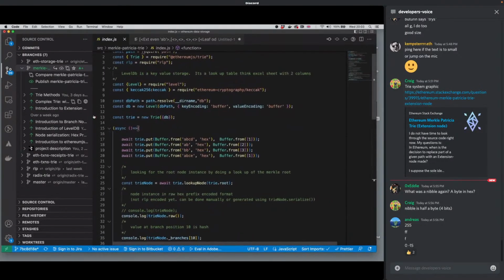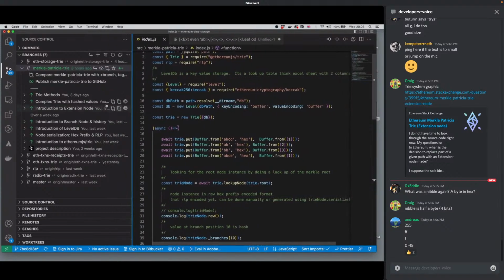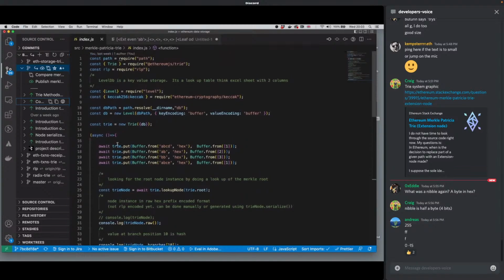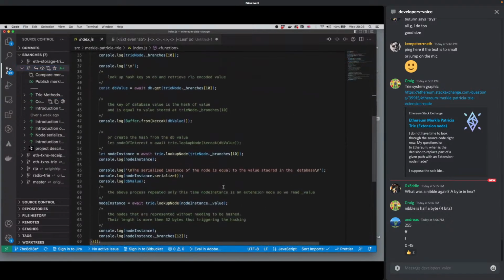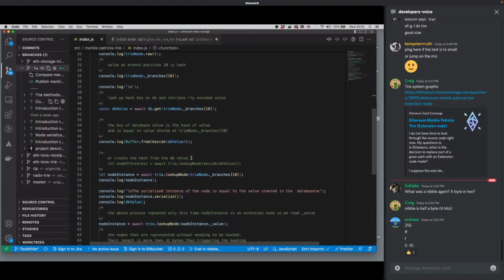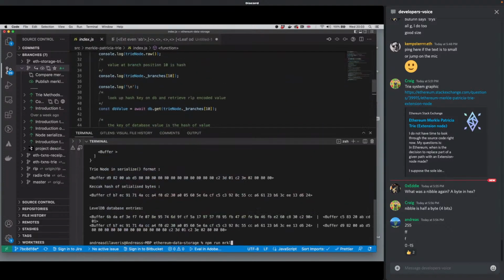The intro, where are we at? Complex trie with hashed values. Okay, so again, quickly, we did look at this last time, but we'll just look at it again. This is now creating a somewhat more complicated trie structure. We're more or less doing the same stuff. Actually, no, we're not. I'm going to talk about it a little bit, but let me just run it.